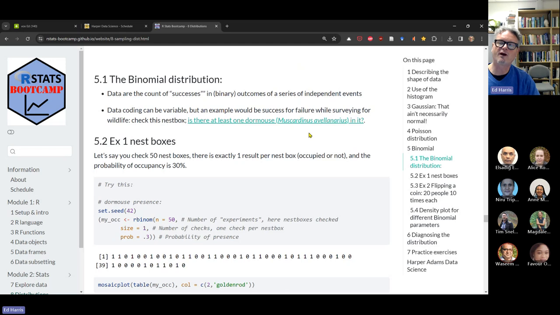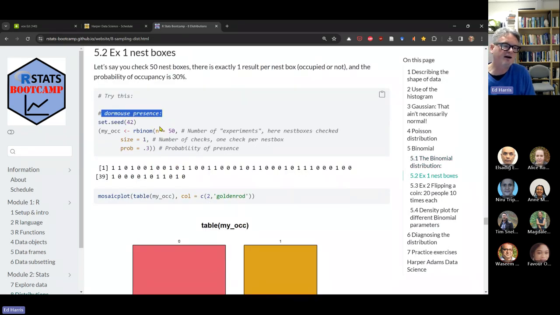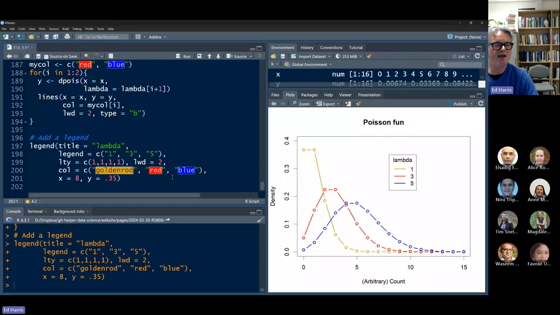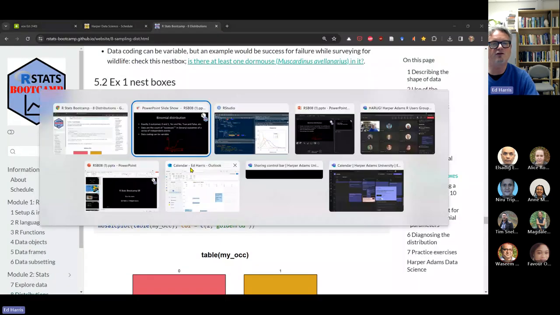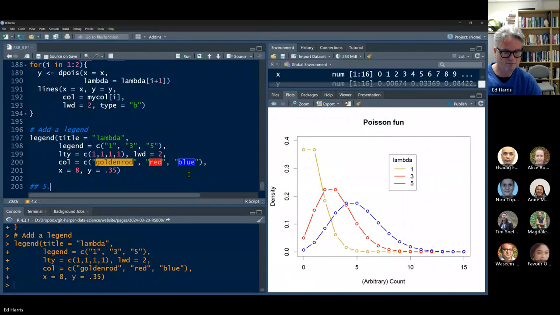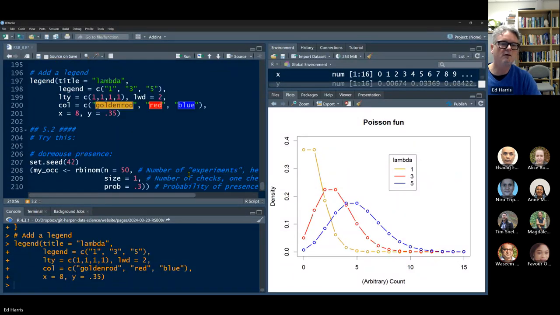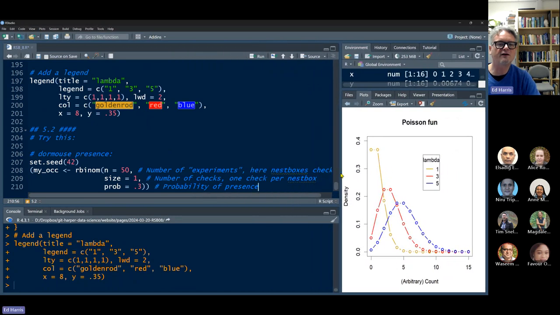Now, one of my past research projects was looking at survivorship in dormice. And one of the ways we did it was, now survivorship itself could be zeros and ones, but one of the ways that we measured survivorship was we went to places where there were dormouse nest boxes. This is part of the National Dormouse Monitoring Project. And we just looked for whether or not there were dormice present in a particular box. So that's what this aims to do. Let's see here, this is 5.2. Okay, we just pull this out here a little bit.